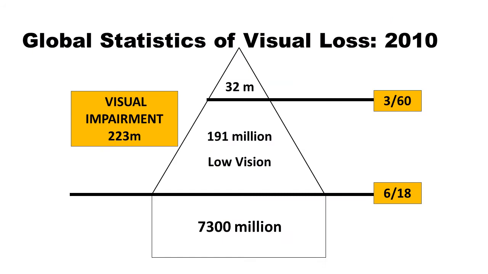So if we summarise that, and I'm using the global burden of disease figures here, we have 32 million blind people, 191 million between 6/18 and 3/60, giving a total of 223 million with visual impairment less than 6/18 for a global population of 7.3 billion.